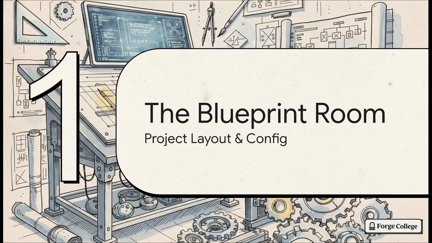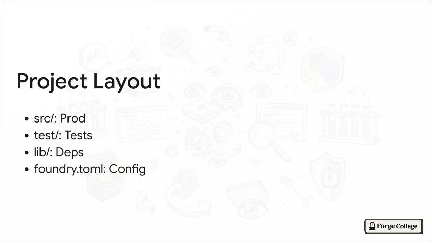Section 1. The Blueprint Room, where we lay out our project and configuration. Look, before we turn on any heavy machinery, we have to establish the fundamental rules of our factory. Foundry enforces a beautifully simple project layout where everything just has a logical place. Your actual production smart contracts, they live exclusively in the src folder.